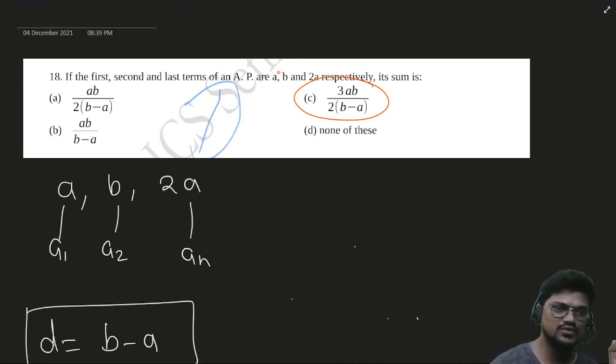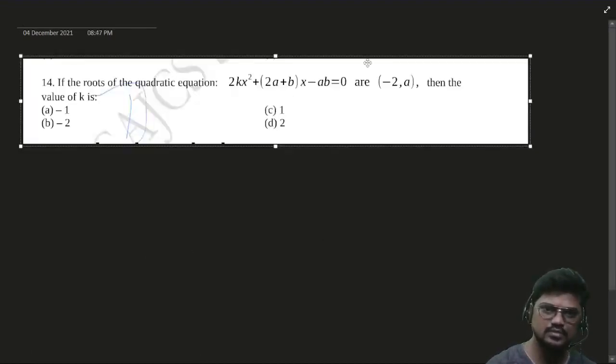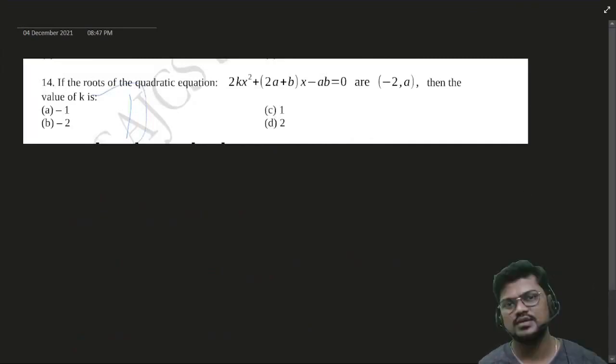Do not lose your confidence, again I'm saying, if you are unable to solve the questions. Okay, these are the difficult sums which I'm displaying. The next. Yeah, try to solve. Fine.